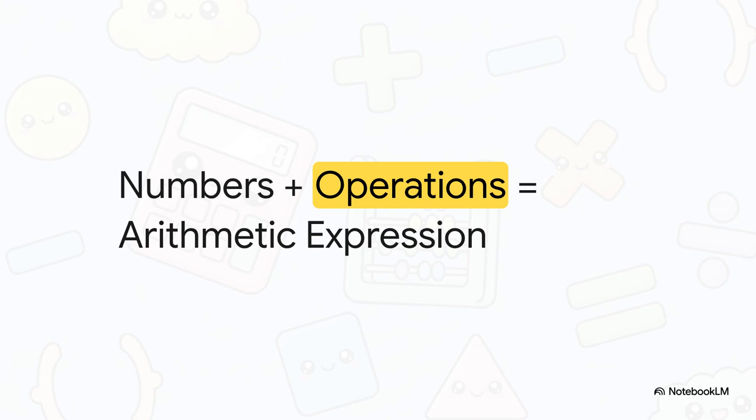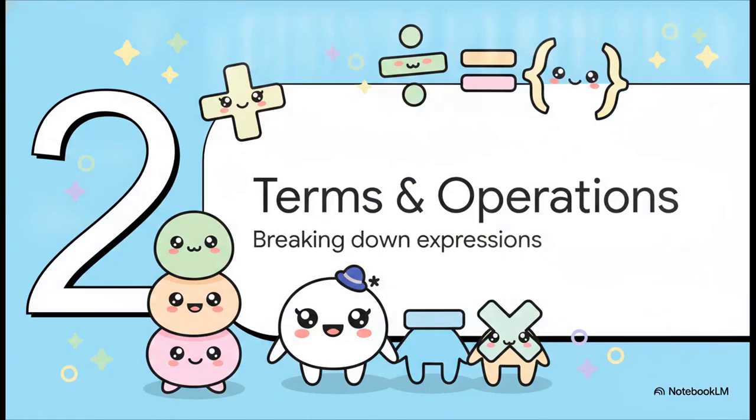To really cement this in our minds, let's look at this super foundational formula. When you take numbers and you add mathematical operations to them, you get an arithmetic expression. It's really that straightforward. Numbers plus operations equals expression. Moving on to part two, terms and operations. Let's break down the expression.